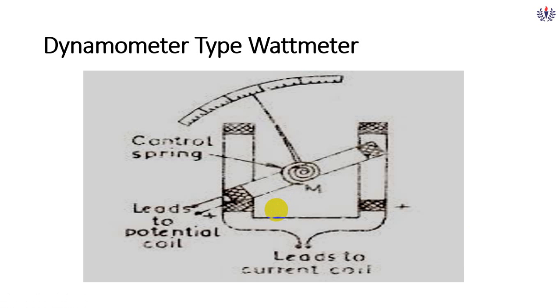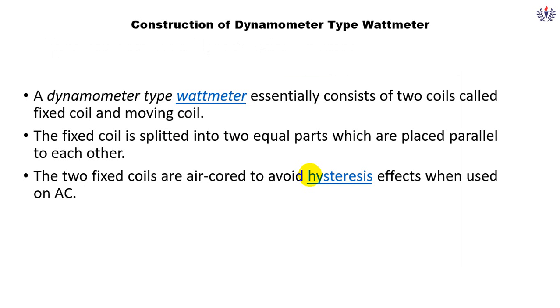Here you can see it a little bit clearer in this diagram. Here you can see the leads of the current coil. It is connected in series, and this is the leads of the potential coil. It is connected in parallel, whereas here you can see the control spring, which produces the controlling torque, in which the pointer moves against the spring pressure. So this is about the construction. As we have seen already, we have two types of coils, fixed and moving.